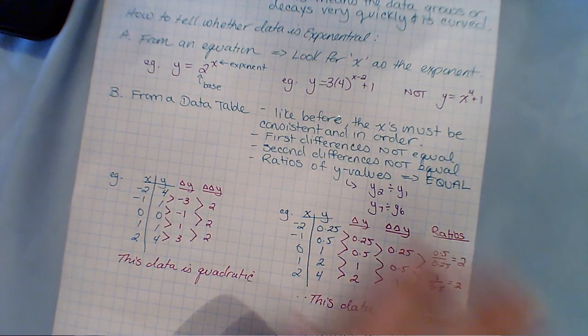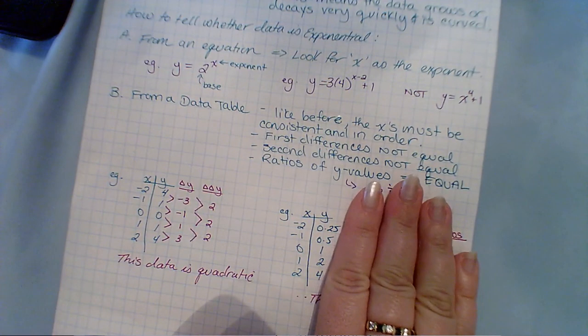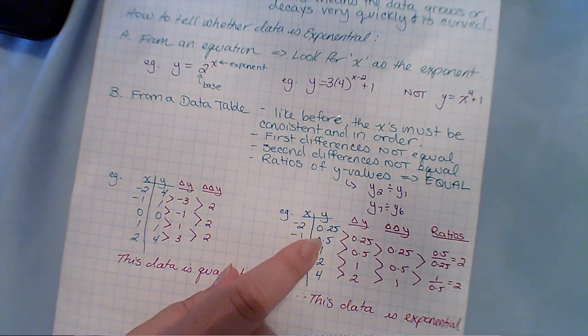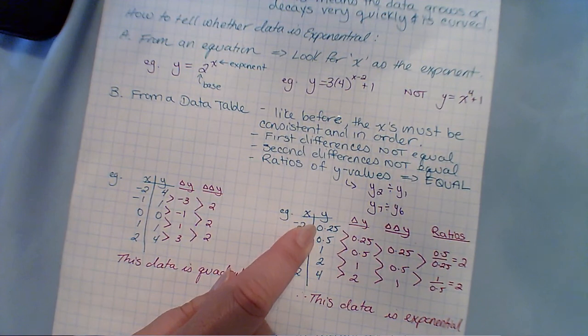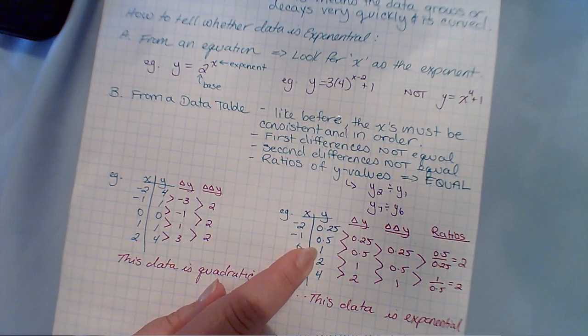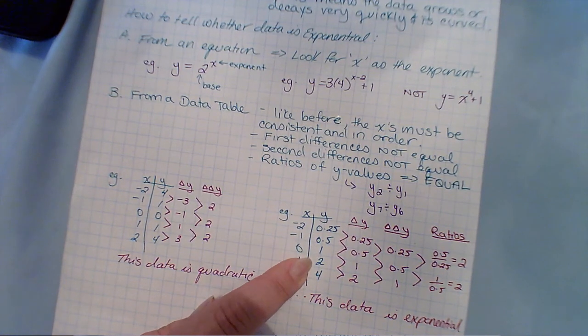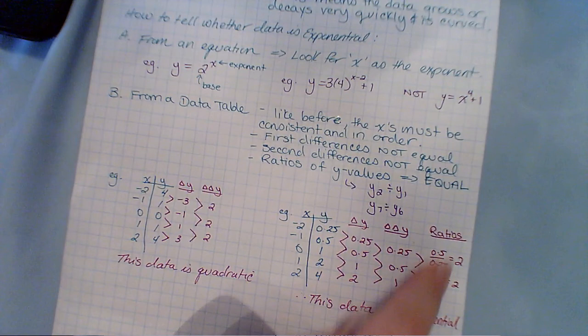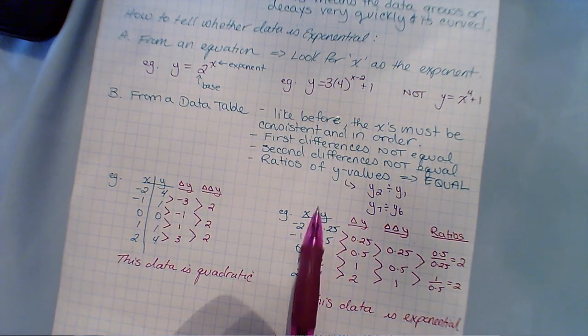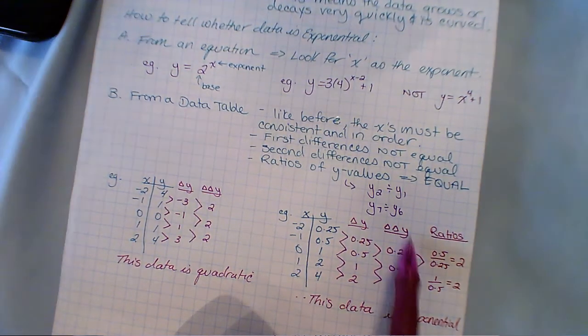If we had not done first and second differences, we could still divide. 0.5 divided by 0.25 is 2. 1 divided by 0.5 is 2. 2 divided by 1 is 2. 4 divided by 2 is 2. So you still would have gotten the same answer for your ratios if you had just used the y values here instead of your second differences.